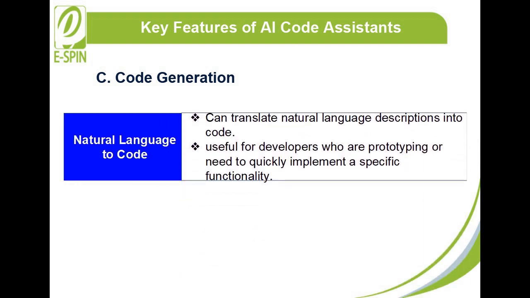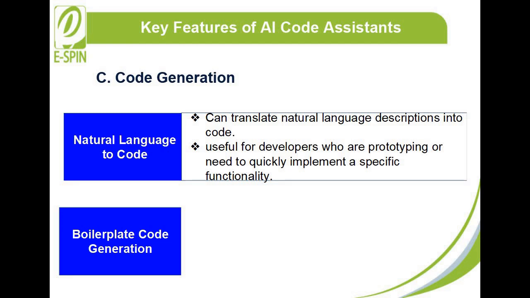AI code assistants can translate natural language descriptions into code. For example, a developer might describe a function in plain English, such as "create a function to calculate the factorial of a number." The AI assistant can then generate the corresponding code based on this description. This feature is particularly useful for developers who are prototyping or need to quickly implement a specific functionality without diving into the syntax and structure of the code.